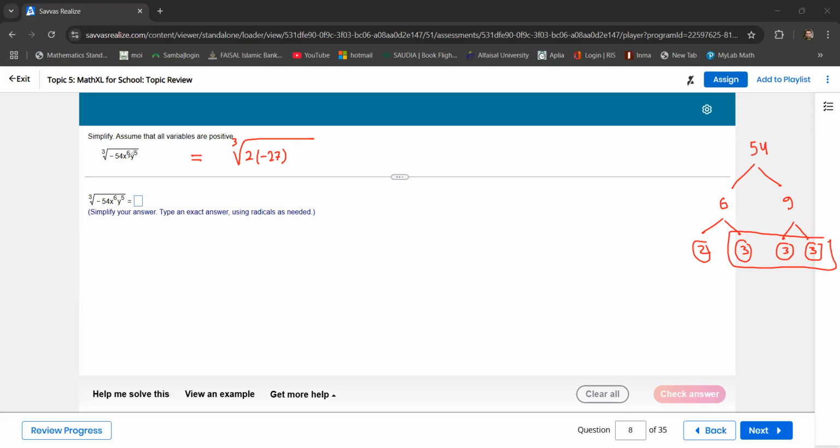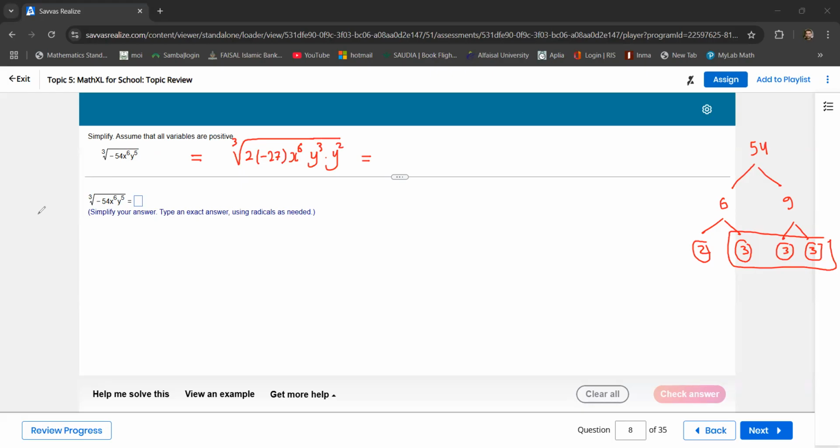Now x to the power of 6 is ready because 6 is divisible by 3, so I'm going to leave it as x to the power of 6. Y to the power of 5 needs to be prepared because 5 is not divisible by 3. So I'm going to write it as y to the power of 3 times y to the power of 2.